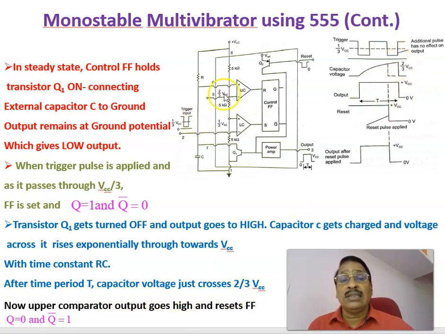As the capacitor voltage crosses 2/3 VCC, this upper comparator becomes high and the reset pin goes high, and here Q will become low. After time period T, the capacitor voltage just crosses 2/3 VCC. Now the upper comparator output goes high, and the flip-flop Q will become 0 and Q bar will become 1, meaning that this transistor is getting turned on, or the capacitor is suddenly discharging. At the same time, since this is 1, the output goes low, that is, the output is going low and the capacitor is discharging.